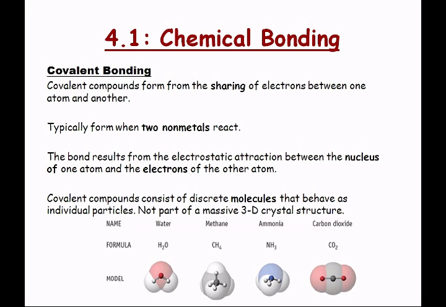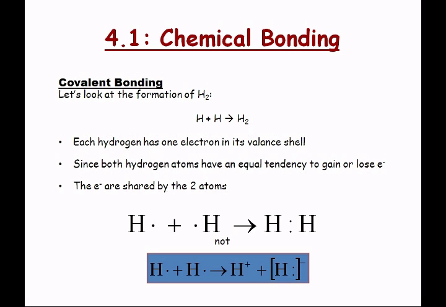And remember, covalent compounds consist of discrete molecules, like this, rather than massive 3D crystal structures like this. Everybody can see the difference, hopefully. Some common molecules you're familiar with, or will be after this slide, are water, H2O, methane, CH4, ammonia, NH3, and carbon dioxide, CO2. And we're going to be learning how to build those molecules and their bonding patterns.